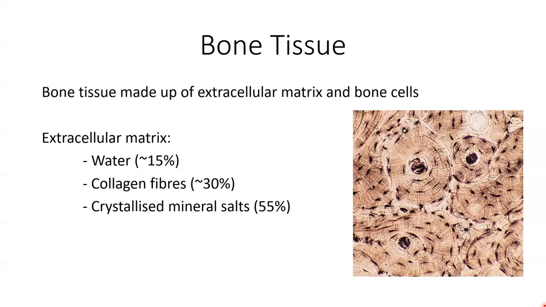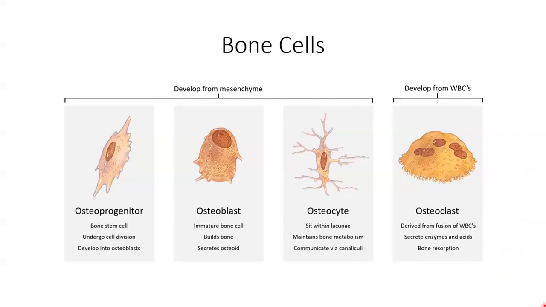Within this extracellular matrix of collagen fibers and hydroxyapatite, or the calcium and phosphate crystals, is where we find our bone cells. So the 4 different types of bone cells are osteoprogenitor cells, osteoblasts, osteocytes, and osteoclasts. Our osteoprogenitor cells are derived from mesenchyme. Our osteoblasts develop from osteoprogenitor cells, and our osteocytes develop from osteoblasts. Our osteoclasts are a little bit different. They actually don't descend from a line of bone cells. Our osteoclasts develop from monocytes, which are a particular type of white blood cell.